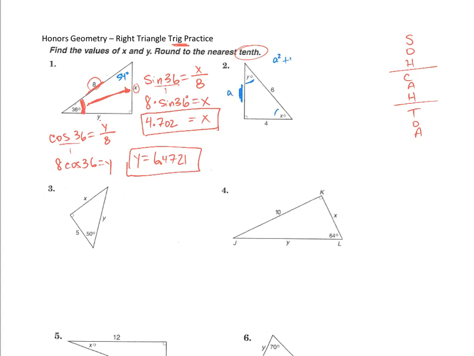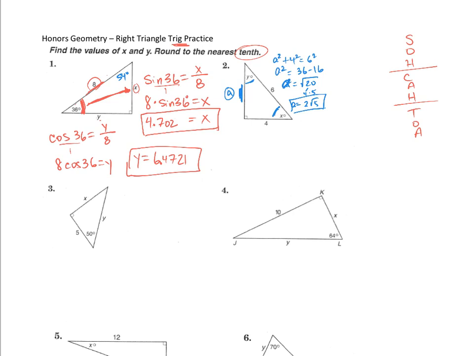A squared plus 4 squared equals 6 squared. So a squared will be 36 minus 16. So a will be the square root of 20, which is 4 times 5. So 2 root 5 is what a is. So we know this piece as being 2 root 5. Now let's go ahead and solve for the x and the y.